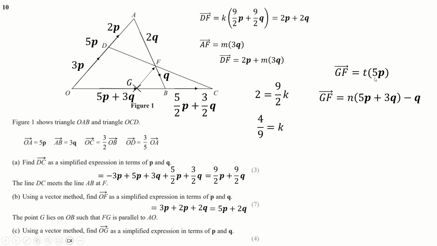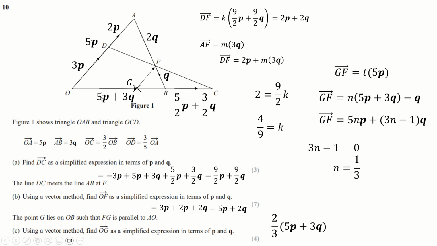But of course, these two things must be equivalent. If I just group this in terms of p's and q's first, I notice there are no q's here. So therefore, this must be 0, 3n minus 1, which means n is a third. And I think that's actually all I need to do, because n was the thing that was breaking up this vector. So therefore, this is a third of this, and so O to G is 2/3 of this. So O to G is just 2/3 of that, which is 2/3 of 5p plus 3q, which is this here. And we'll be done with that question too.